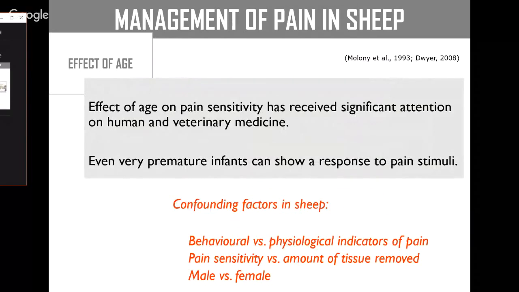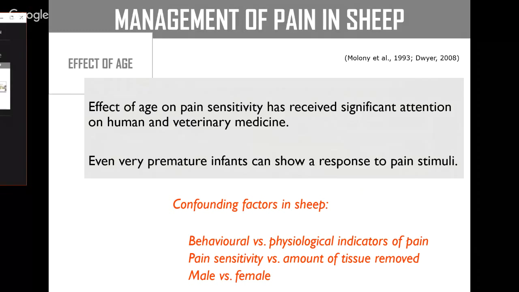Well, this issue has received a lot of attention in both human and veterinary medicine. And I think that in human medicine it is now very clear that even very premature infants can show a response to a pain stimulus. So there is no doubt about it. Now, information about sheep is perhaps less extensive, and we have a number of possible confounding factors. One is that depending on whether we look at behavioral or physiological indicators of pain, the evidence can be a little bit conflicting.